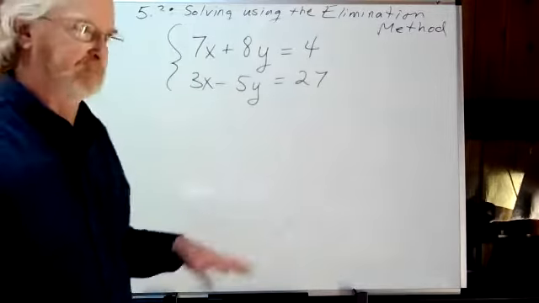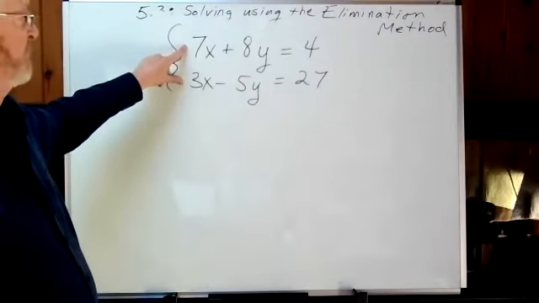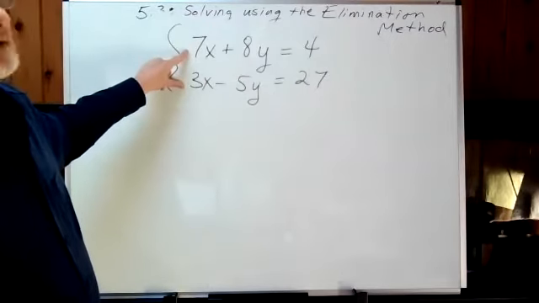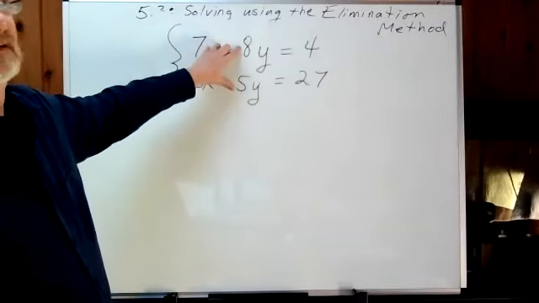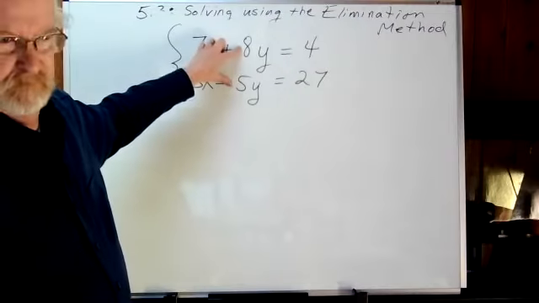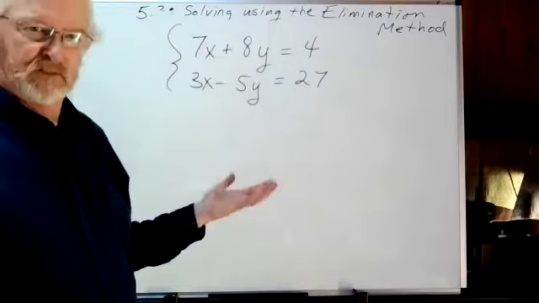Not a fraction, but just saying, what's the smallest multiple I could turn those both into? 3 and 7, I could make them both 21s. 8 and 5, it would have to be 40. Would I rather go to 21 or to 40? I think I'm gonna do the 21.